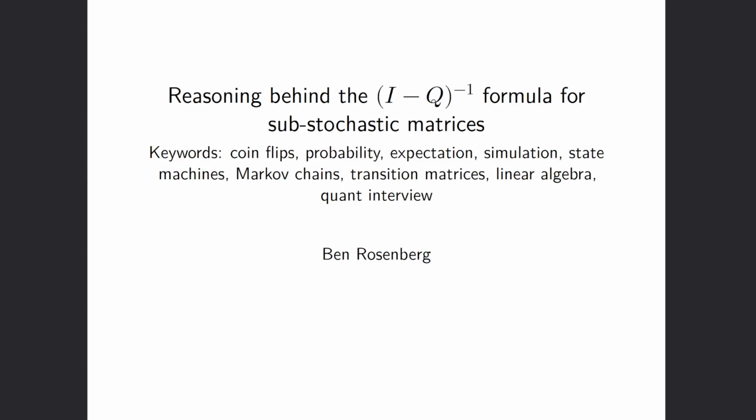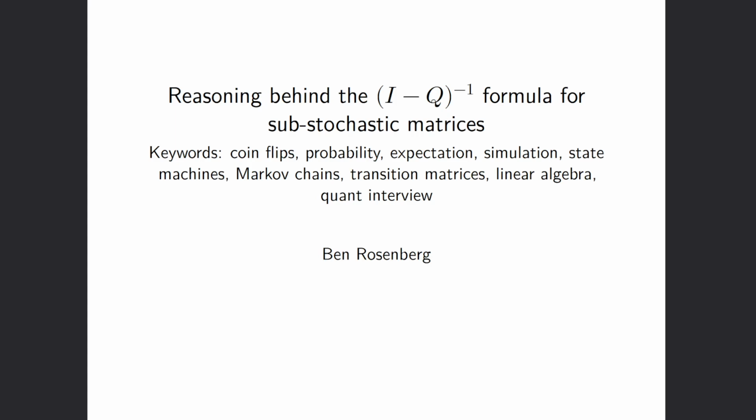Hi, in this video I'm going to go over the reasoning behind the I minus Q inverse formula for substochastic matrices that I talked about in a previous video and we used to determine some stuff about how many expected flips we have to do before we see some sequence of results from our random variable for, say, a coin.